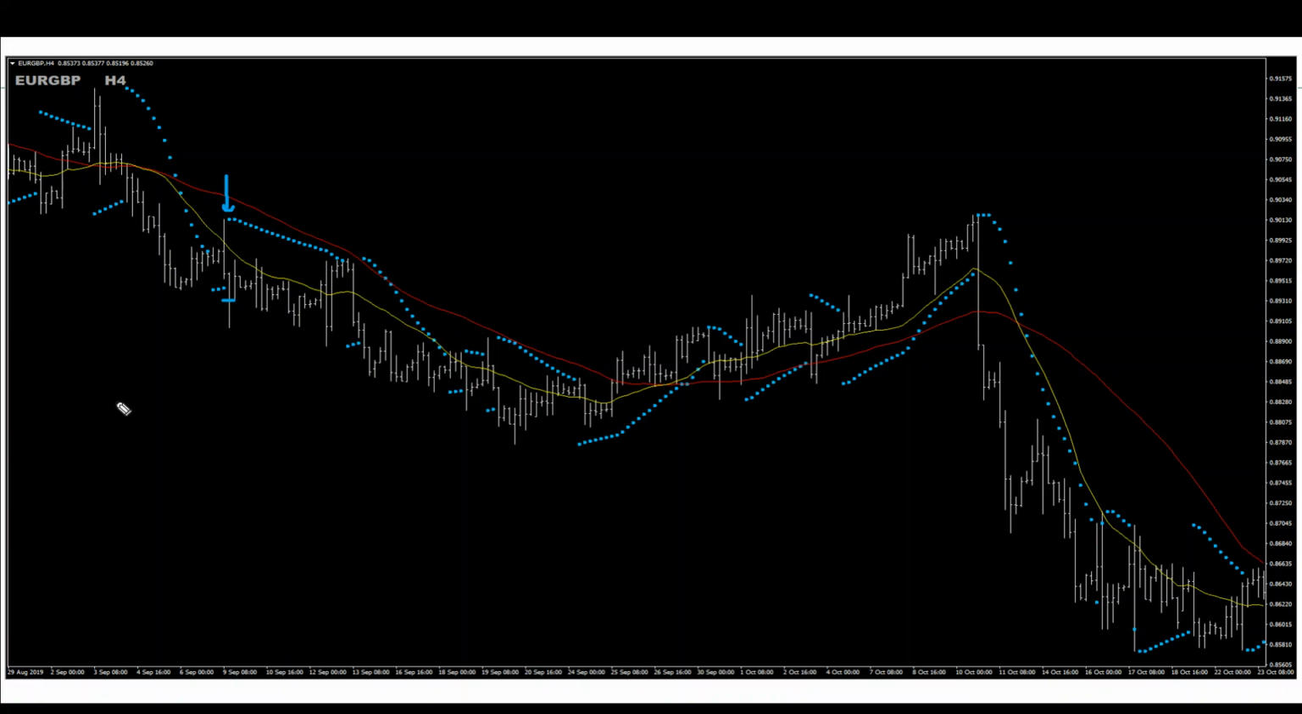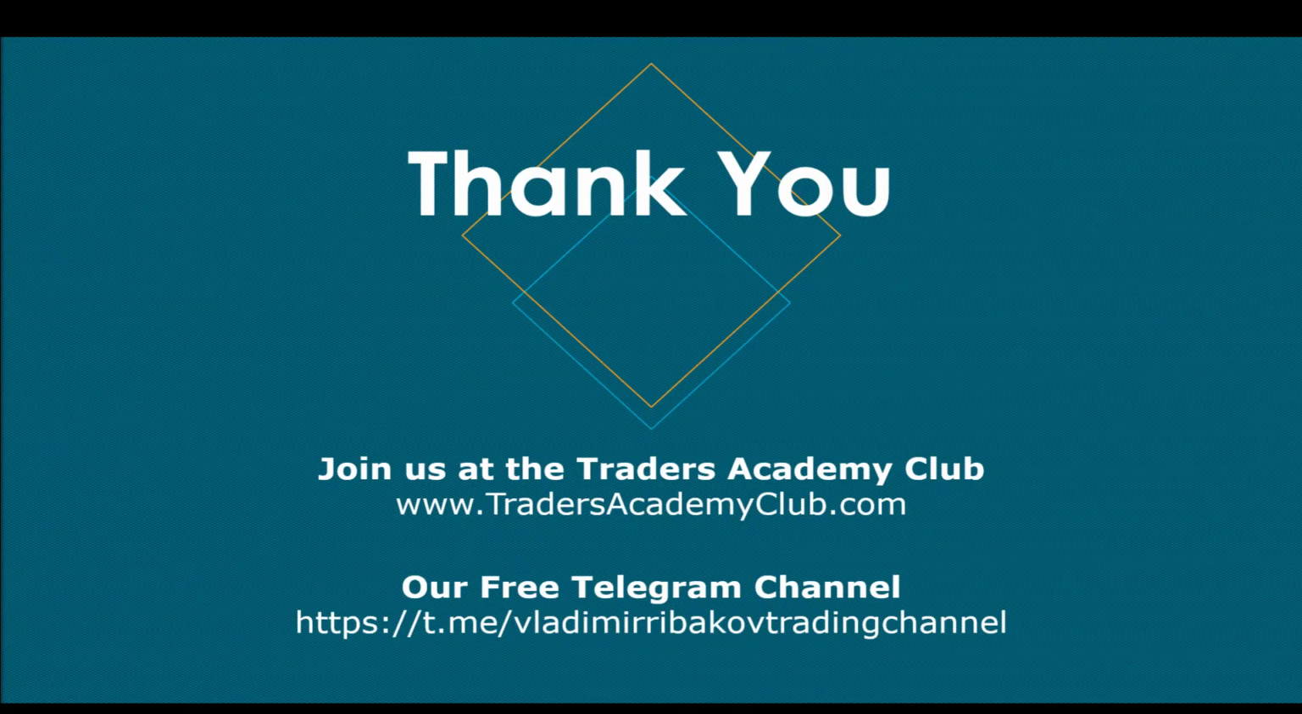The parabolic SAR switches to the upside. Okay, we have the same idea here. The price moves inside these MAs, breaks below, and so on. So this is pretty much the idea of the parabolic SAR. Of course, you can use it as a trailing stop, as we said before.